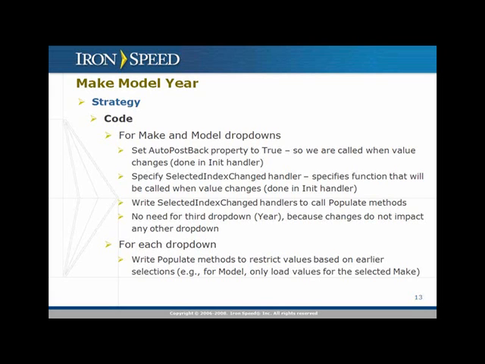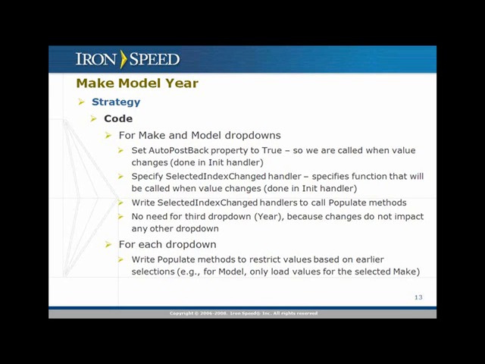Only when the user presses the save button, that's when we will retrieve that value. But until the save button is clicked, we don't need to be called home. So that's the reason why we only need to make the changes to the make and the model drop-downs for the set auto postback property. So that's the first step.